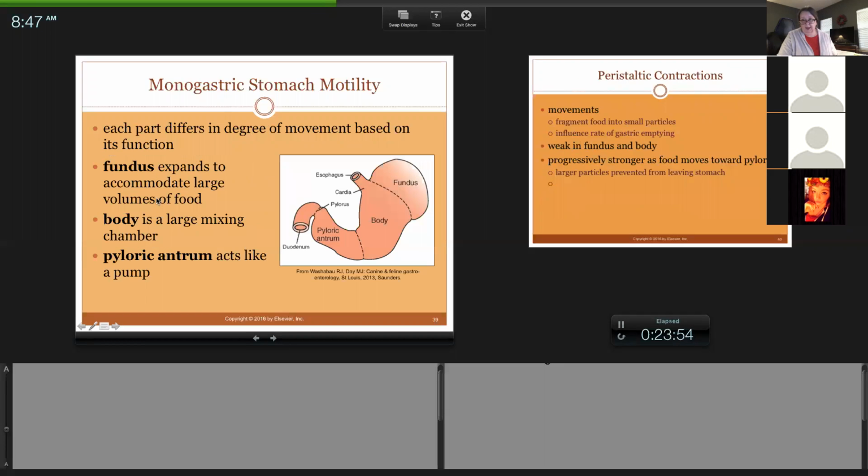Now, how much each part moves depends on its job. The fundus is storage. This is a good slide, slide number 39, because it tells you exactly what's happening. At each part, the fundus is like, I'm going to store everything. The body's like, I'm going to mix it. And then think pyloric pump, PP. The pump is going to move that chyme to the small intestine, specifically the duodenum.